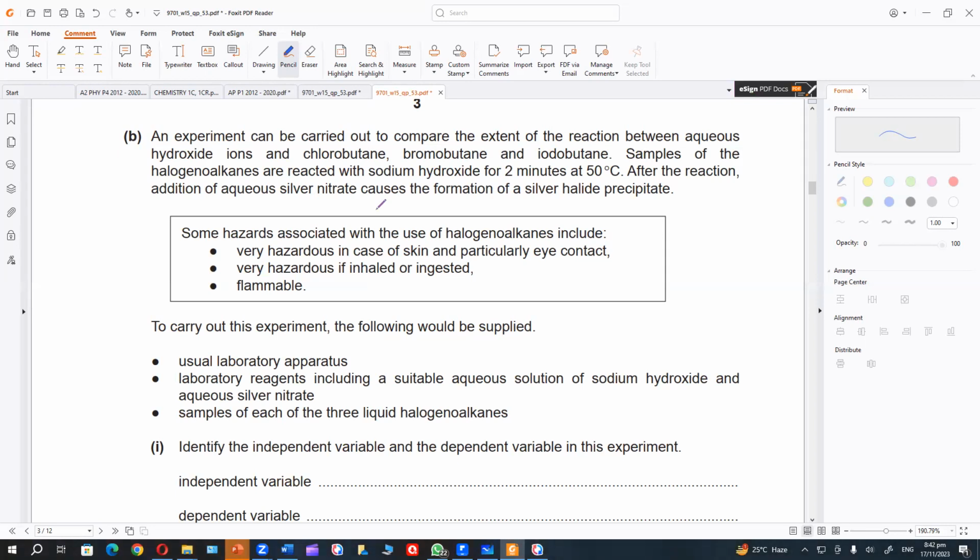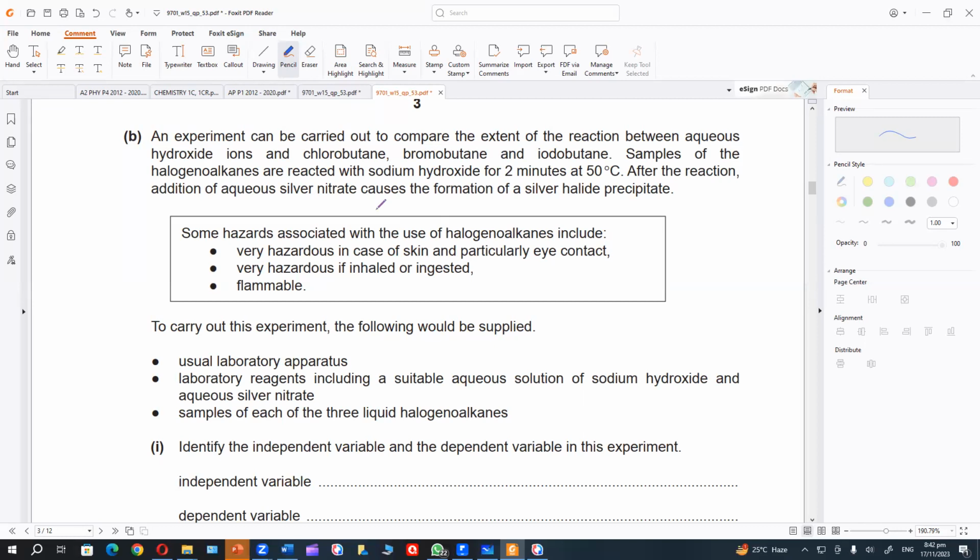After the reaction, aqueous silver nitrate is added. What is silver nitrate doing here? If the reaction is successful, the halide ion will be leaving the system. Silver nitrate is a famous reagent because it can combine with a halide ion, giving a colored precipitate.